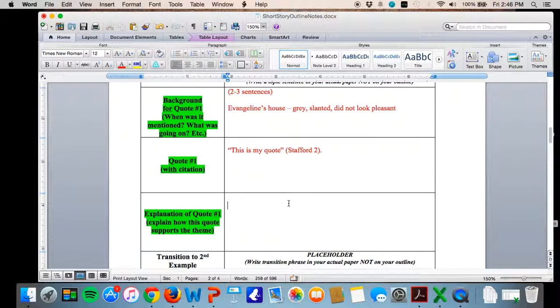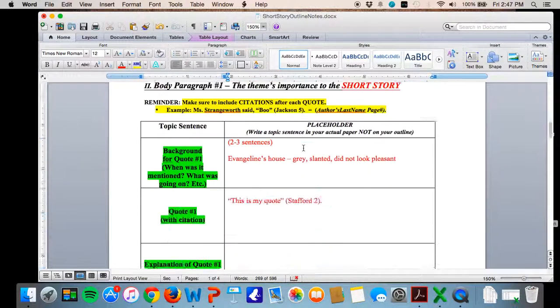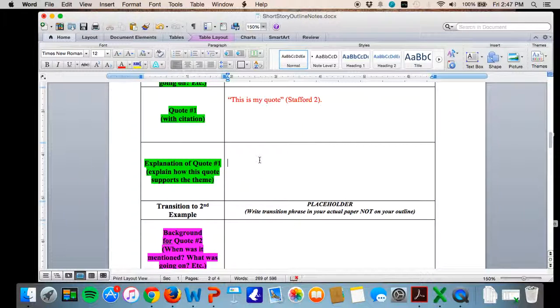Then, last but not least, this is the biggest part of your paper, the explanation. You can tell me all you want that Miss Strangeworth writing a mean letter shows that she was not what it seemed. You can say that. However, you haven't explained it to me. What you need to be able to do is explain how this example goes back to your theme. We always want to directly link our examples to the analysis that we're performing. Why does this example show us this theme? And that's what you want to answer right here.